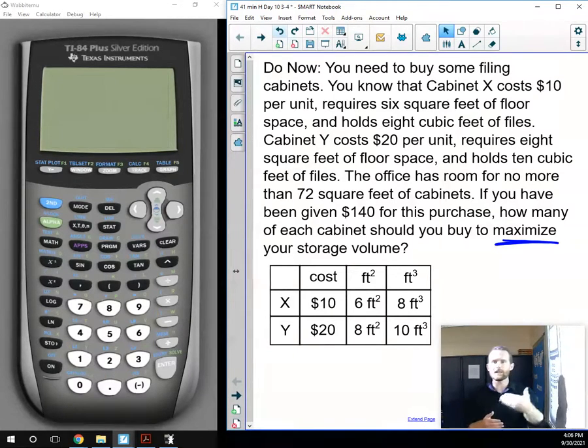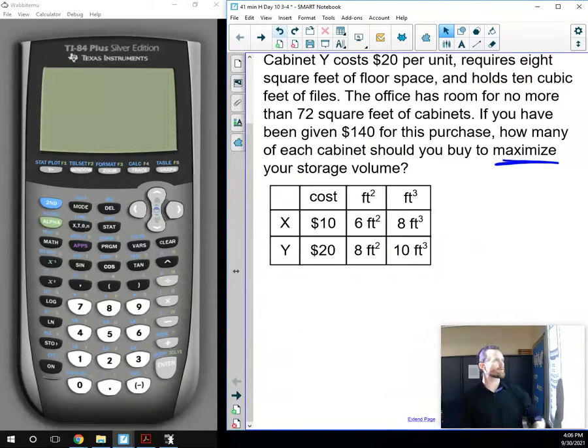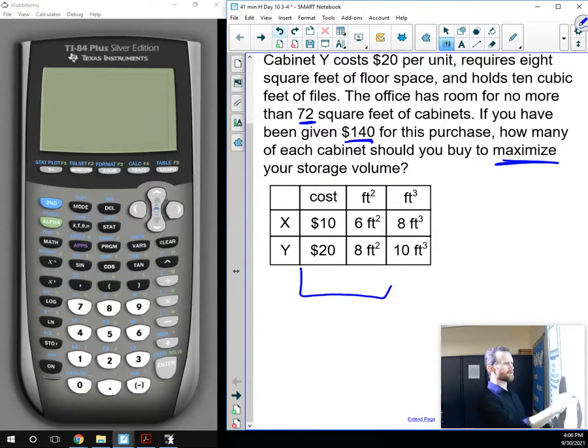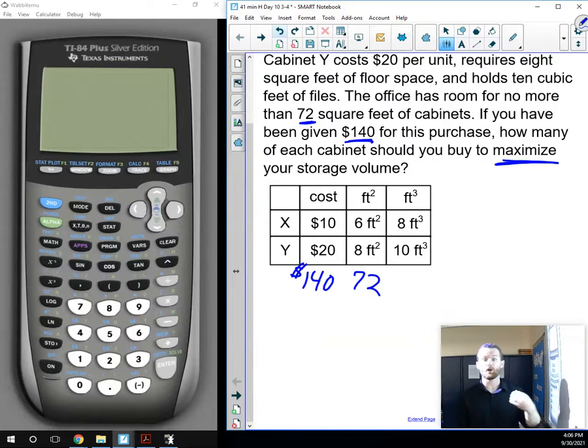What we're going to do now is continue this process and complete the linear programming problem. So let's jump right in and get a little bit more space. All right, so there are some numbers we do not yet have in our chart, the 72 and the 140, and those are important because they're the limitations. Those are what give us the constraints. So let's put them right under the chart right here. 72, that's a limitation on the square feet, and 140, that's a limitation on how much money we have to spend. So those are going to help us come up with our constraints.